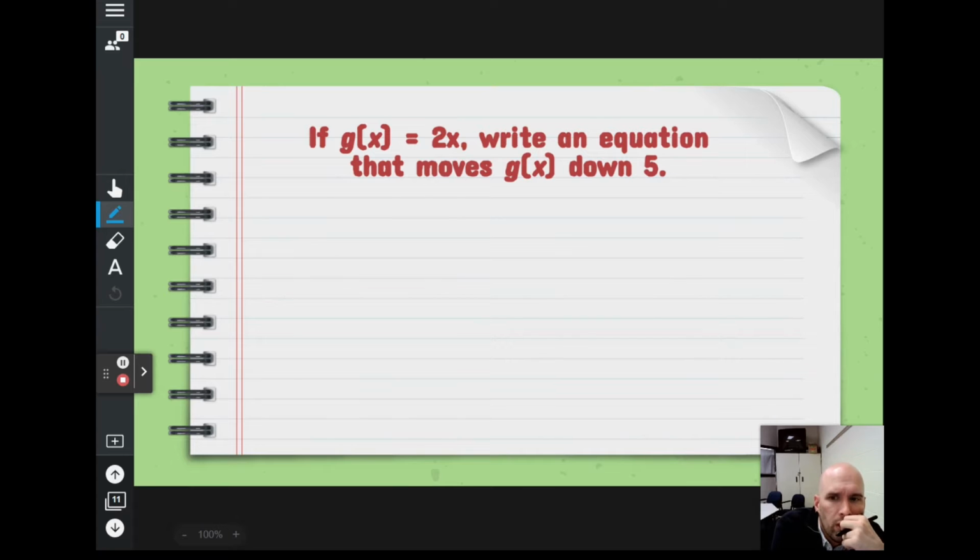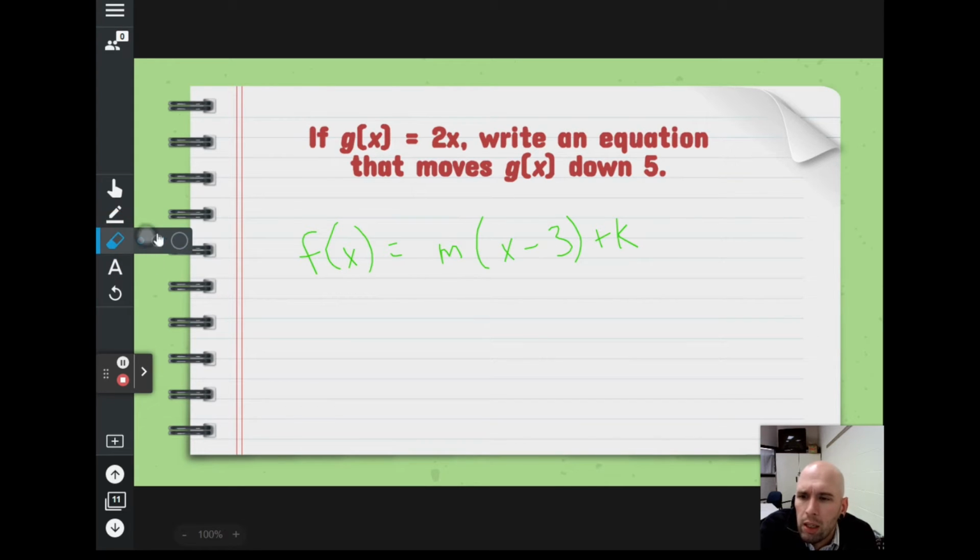Tricky. If g of x is 2x, write an equation that moves g of x down 5. Okay, well, if I wanted to take any equation, okay, f of x, put some imaginary slope out there, something like this. I'm just literally making it up, okay? Why did I put k there? I'm literally making it up. We'll make that k a 1.